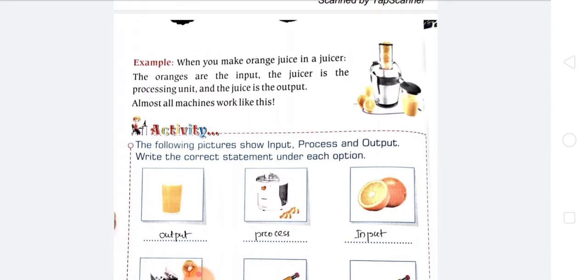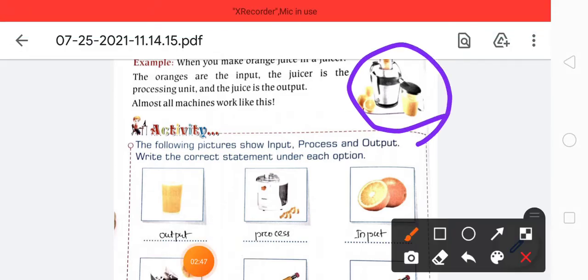Let's take another example. When you make orange juice in a juicer, here you see a juicer and we have to make orange juice with the help of it. The oranges are the input, the juicer is the processing unit and the juice is the output. Almost all machines work like this.